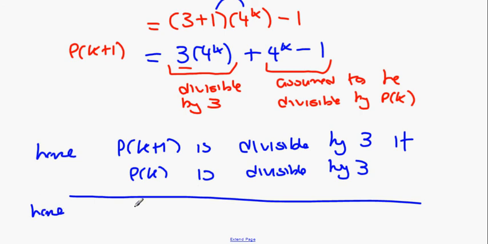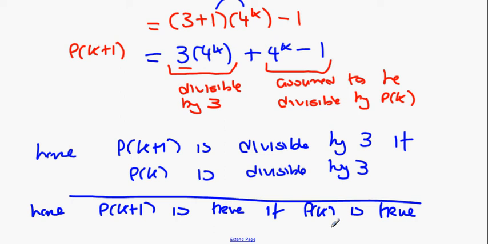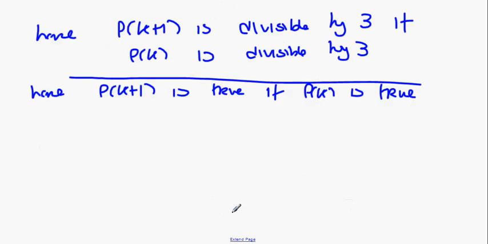Hence, P of k plus 1 is true if P of k is true. Hence, P of n is true.